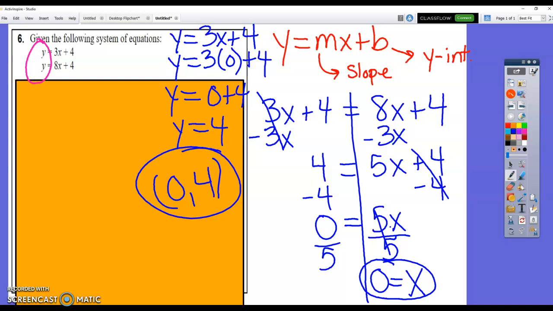Okay, so stay tuned because we have what is called substitution and elimination, which are two other methods you can use to solve systems algebraically.